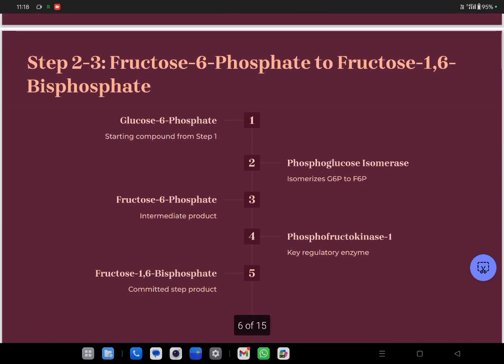The second step is fructose 6 phosphate to fructose 1,6 bisphosphate. Again another ATP is utilized. So glucose 6 phosphate, in the presence of phosphoglucoisomerase, is converted into fructose 6 phosphate. Glucose 6 phosphate is in an aldehyde form. It becomes a ketone form, that is fructose. Now phosphofructokinase is a regulatory enzyme which again utilizes one more ATP and forms fructose 1,6 bisphosphate.